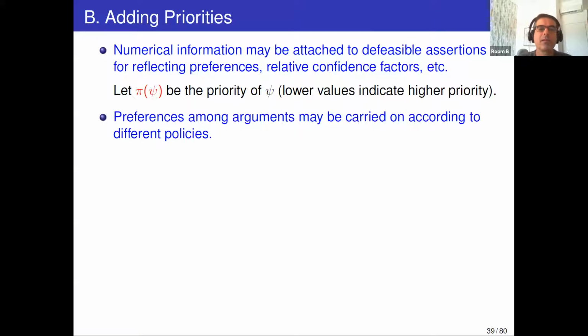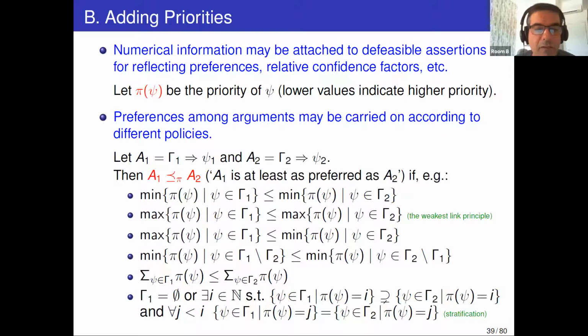Okay, another possibility of extending the language is by adding priorities. Again, this is very common in the context of structured argumentation. The idea is that numerical information may be attached to defeasible assertions for reflecting preferences or relative confidence factors or whatsoever. We denote by pi of psi the relative priority of psi, where lower values, in our case, intuitively indicate higher priority. And by this, we can extend preferences between formulas to preferences among arguments. Here are some ways of doing this.